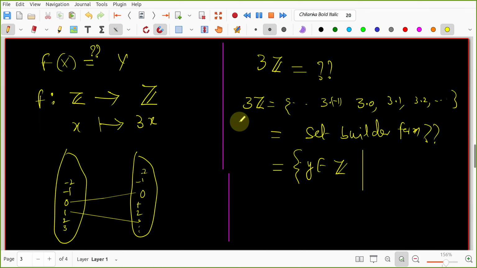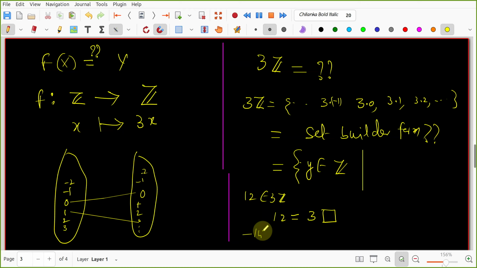So for example, does 12 belong to 3Z? Yes, sir. 12 belongs to 3Z. You are saying yes. Why does it belong to 3Z? It is a multiple of 3, 4 into 3. What is that meaning? So why is 12 a multiple of 3? It is 3 into 4, 12. Yeah, right.